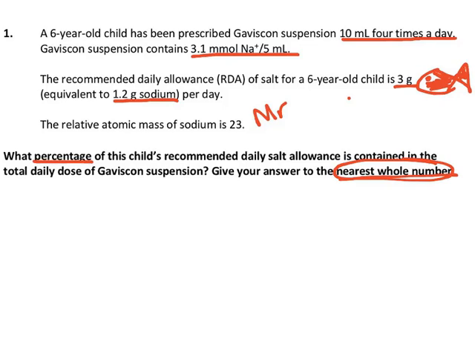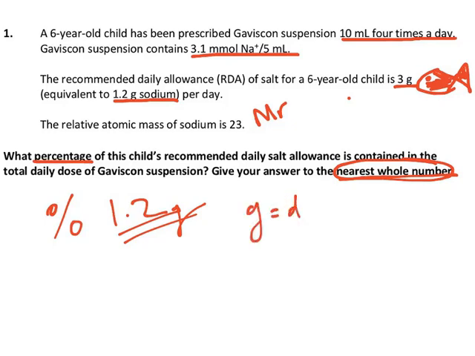Okay, so we know the answer is going to come in the form of a percentage of his daily salt allowance, which is 1.2 grams. Now I say salt, his daily sodium allowance, 1.2 grams. So it's a percentage of that. So we need to know what percentage of this. That means our calculation needs to give us the grams that he's taking on a daily basis. And once we work that out, we can calculate how much of that is his total daily allowance.